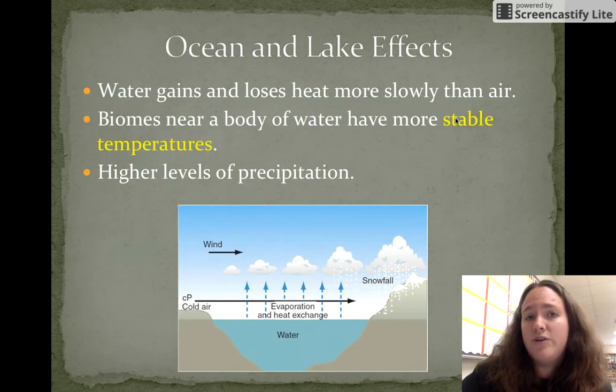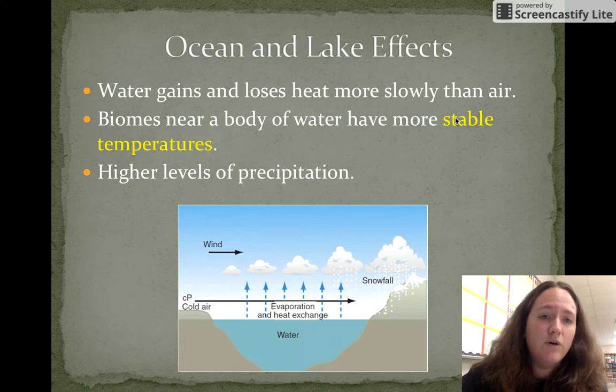And as you can imagine, if you're close to an ocean or a lake, a large body of water, you're going to have more stable conditions, stable temperatures, because water gains and loses heat more slowly than air. That's why when you go to the beach, the temperature range does not change nearly as much as if you're in the middle of a continent.